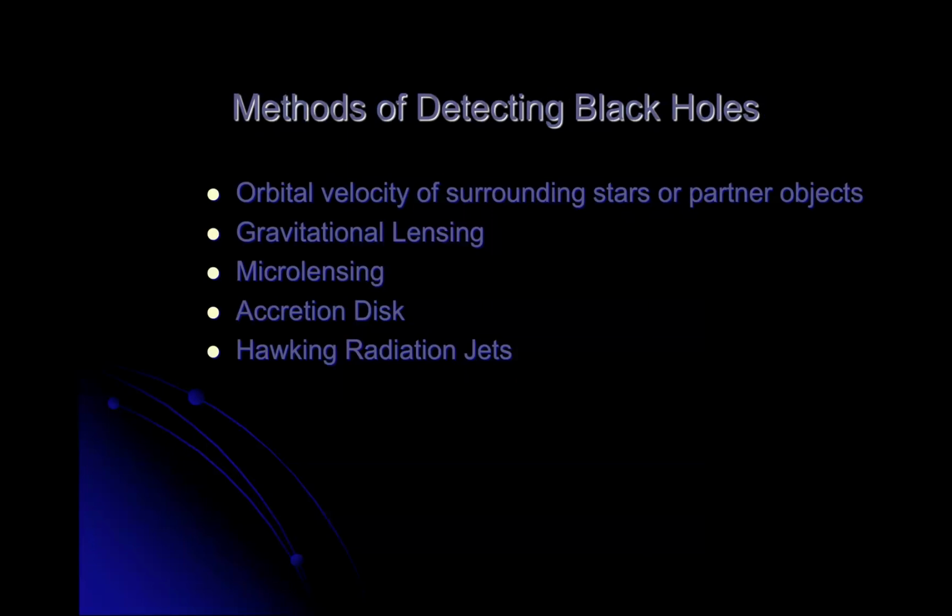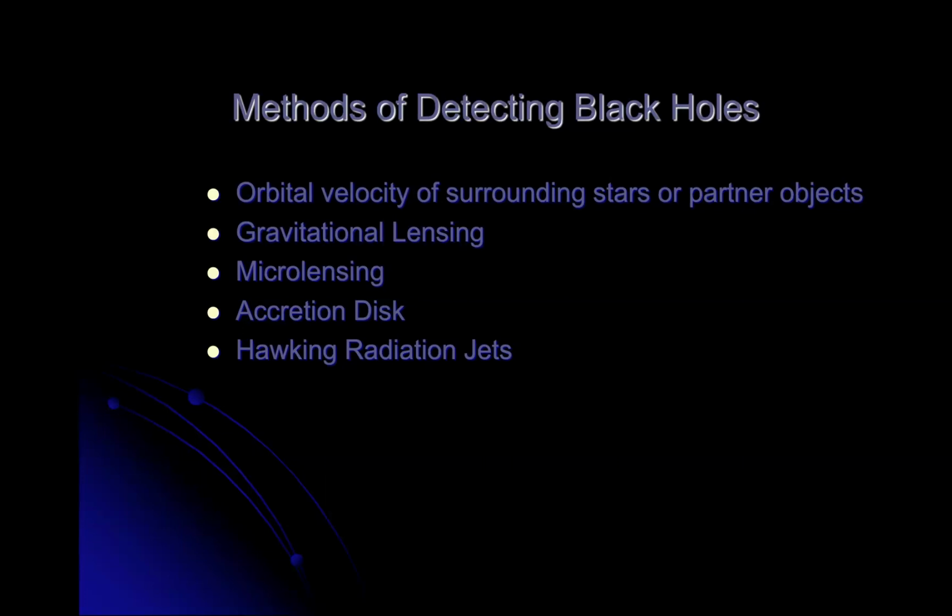Especially in the centers of galaxies, we can see that some stars are moving very fast, spinning very fast around the center. It is possible to calculate the gravity of the object in the center. And with the gravity, we can calculate the mass. And if an immense amount of mass is packed within a very small space, then we can guess that there is a black hole there.